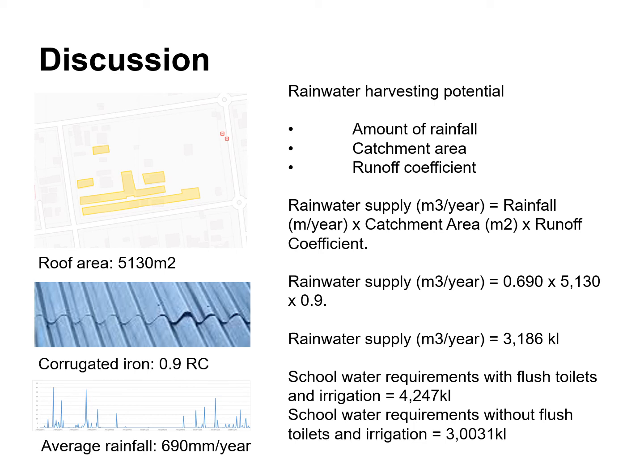So what's interesting is then to take this figure and compare it to the requirements, and with flush toilets and irrigation, we know the school needs about 4,247 kiloliters. However, the school without flush toilets and irrigation only needs about 3,000 kiloliters. So what's interesting here is that this suggests that rainwater supply could actually meet all of the needs of a school if there aren't flush toilets and irrigation.